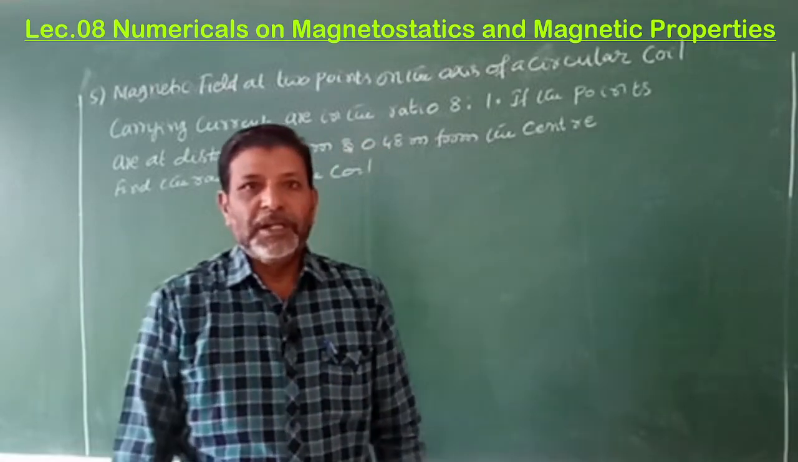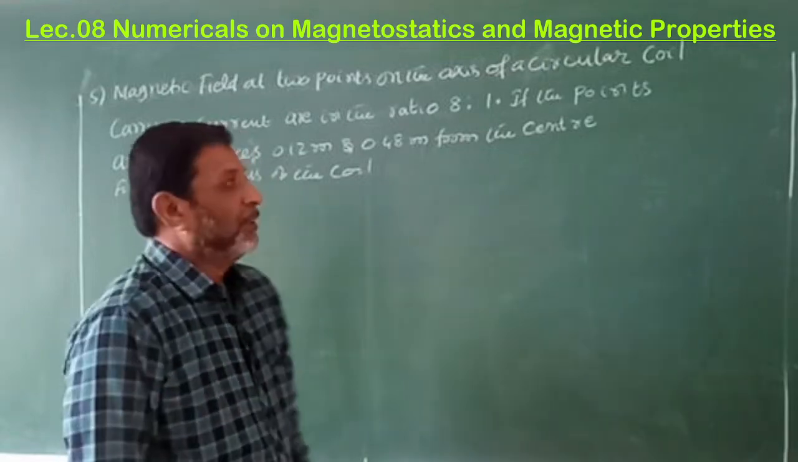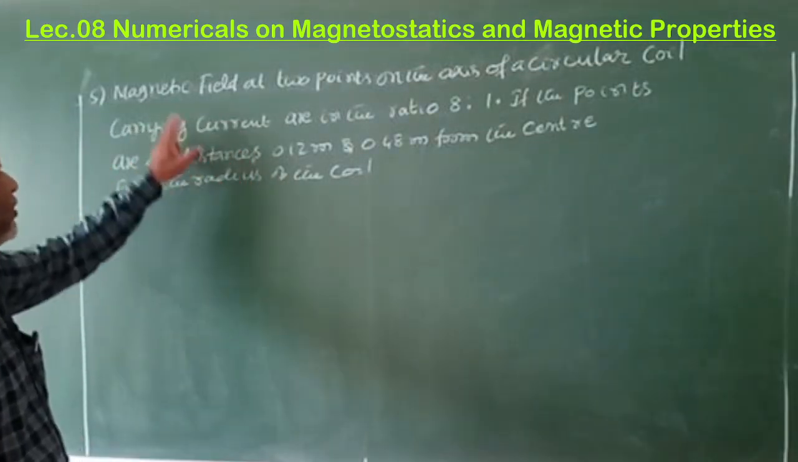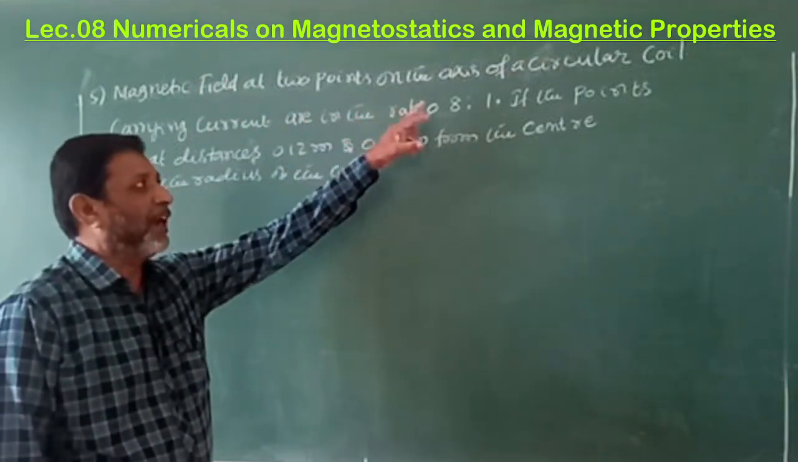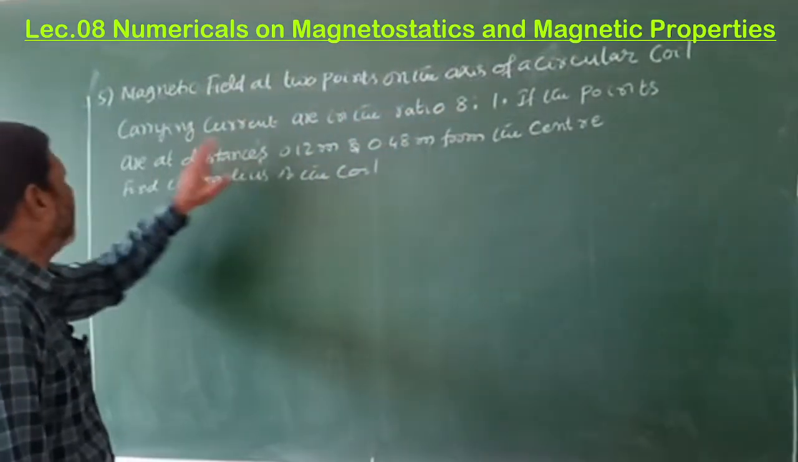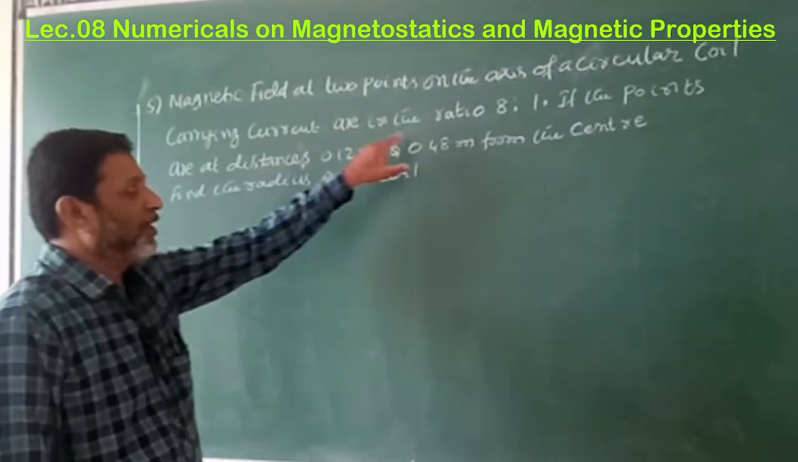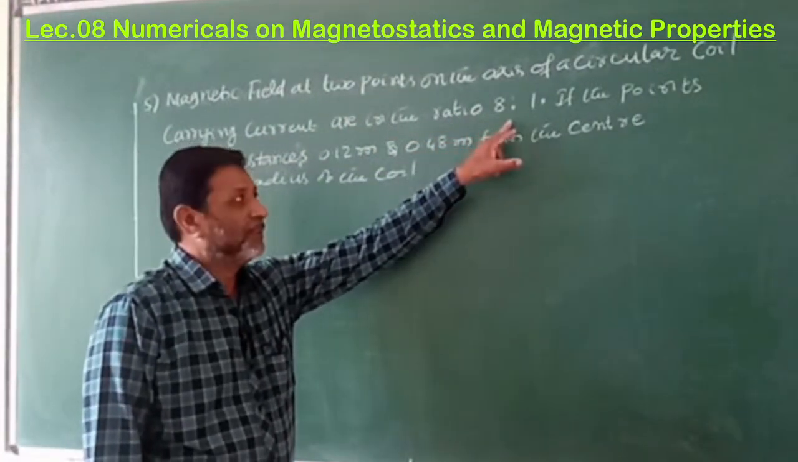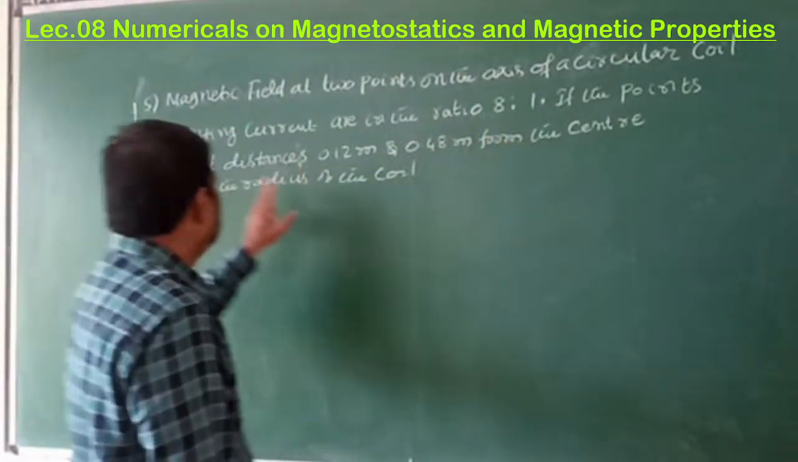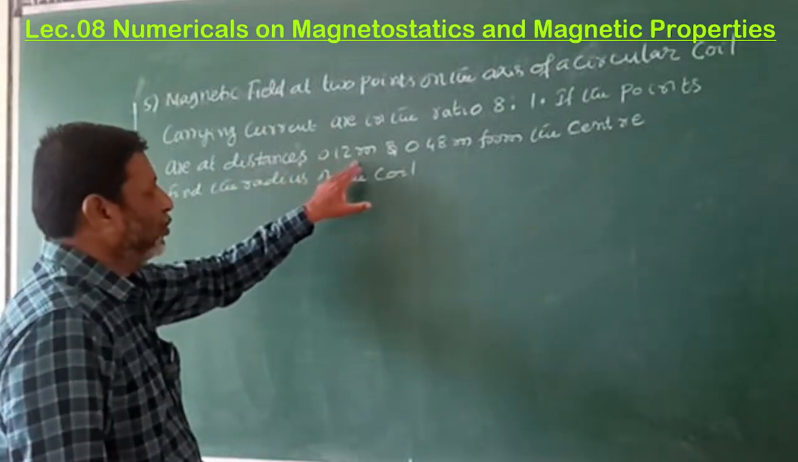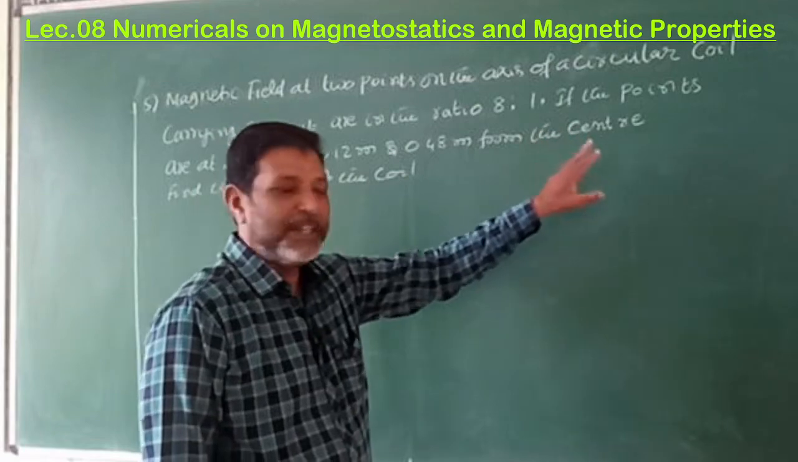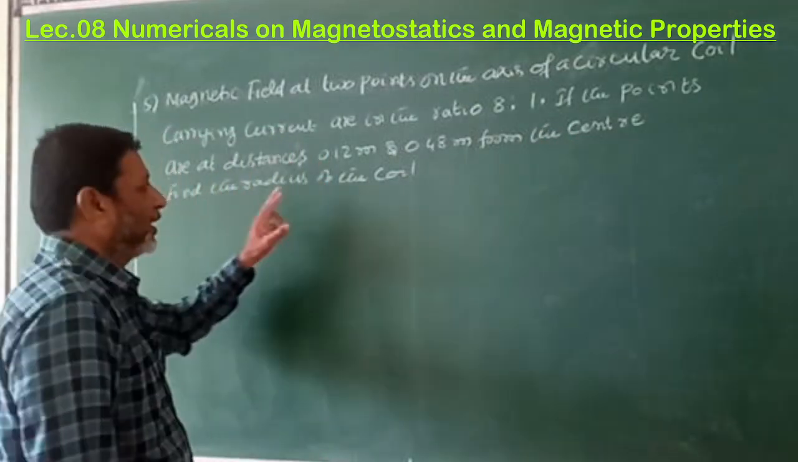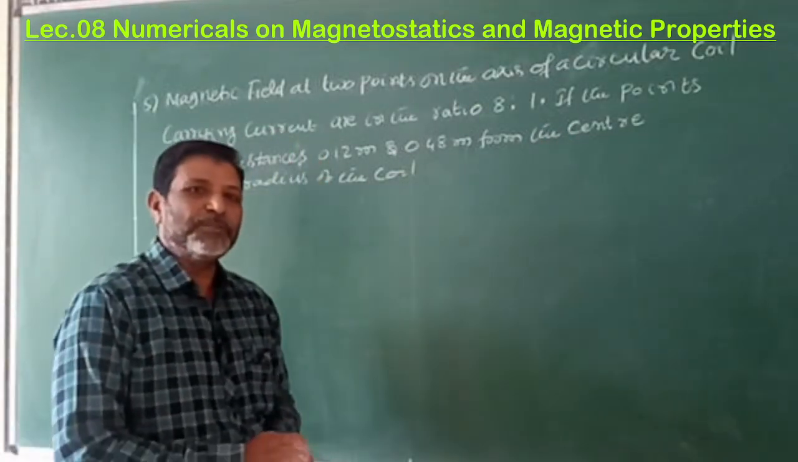Now let us come to the next problem. Let us see what the given values are here. Magnetic fields at 2 points on the axis of a circular coil carrying current are in the ratio 8:1. If the points are at distances 0.12 meters and 0.48 meters from the center, then what will be the radius of the circular coil? This is what you have to calculate.